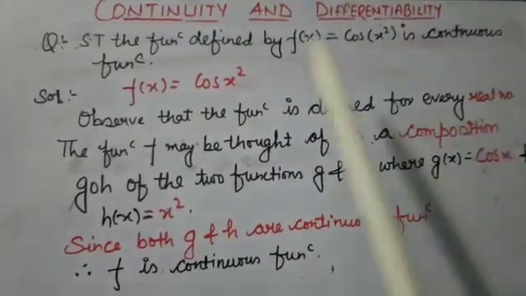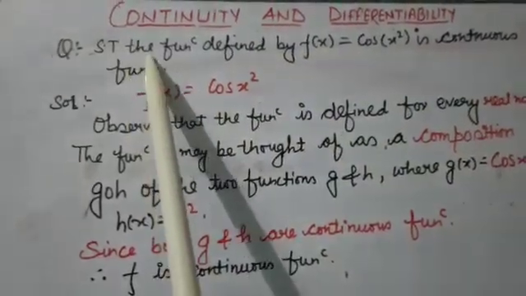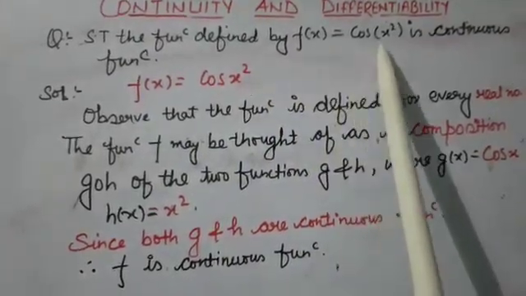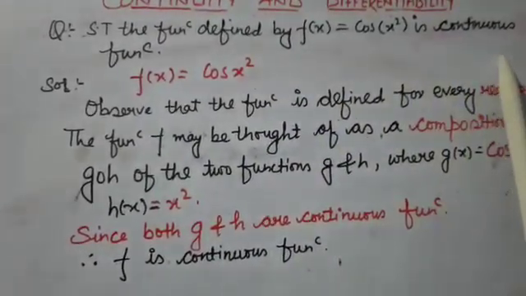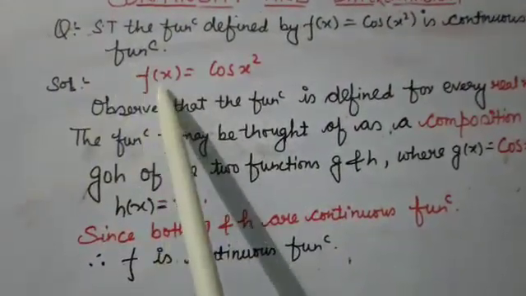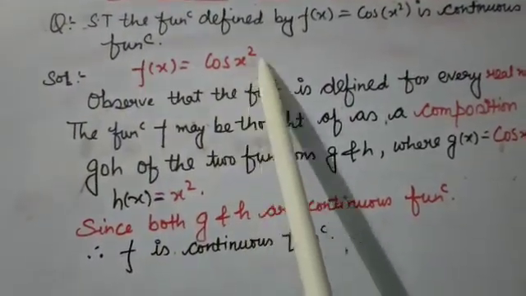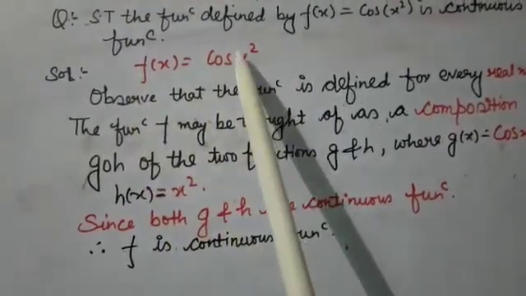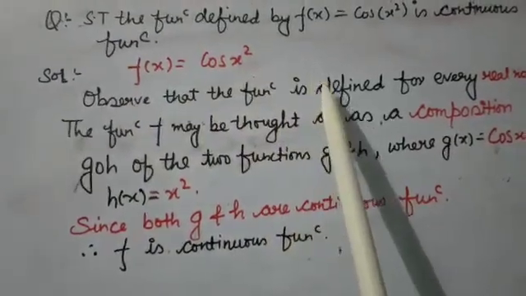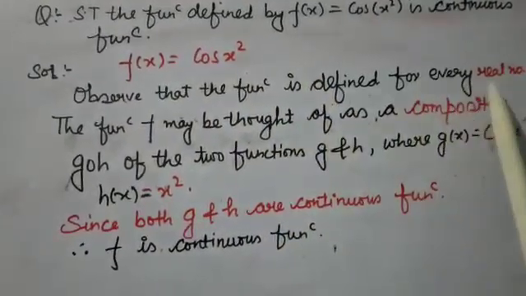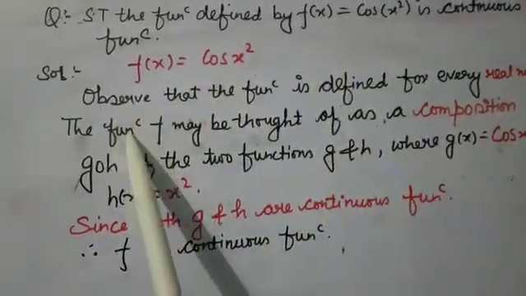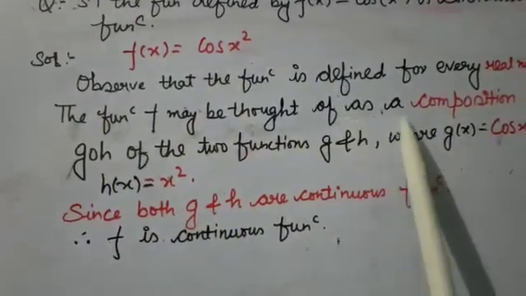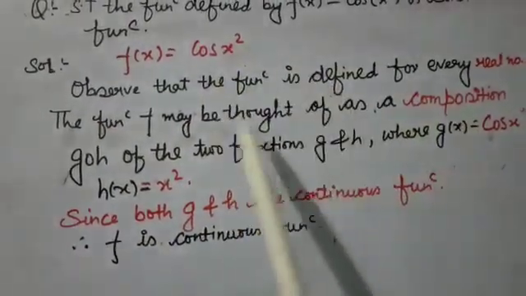Now our next question is, show that the function defined by f(x) is equal to cos x square is a continuous function. Okay, so let f(x) is equal to cos x square. We observe that the function cos x square is defined for every real number. The function f may be thought of as a composition, that means a composite function.